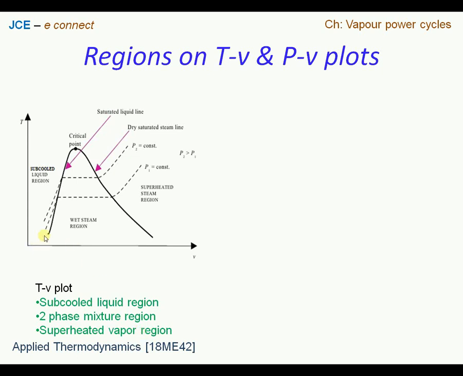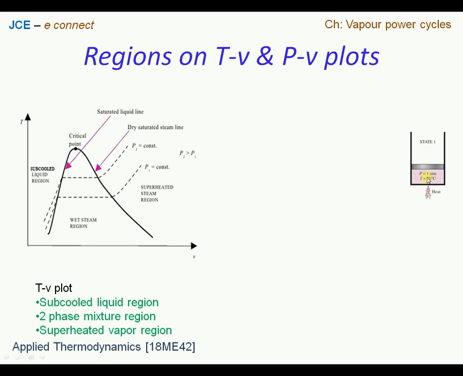This is very important: the left side of the dome on a TV diagram is called the subcooled liquid region. We have temperature on the y-axis, and therefore we have a region here specified as the subcooled liquid region. Similarly, when we performed the experiment earlier, we considered pressure to be constant and went on varying the heat.